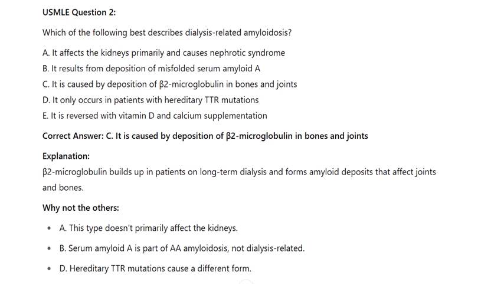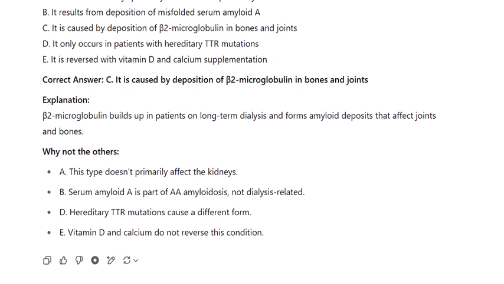Beta-2 microglobulin builds up in patients on long-term dialysis and forms amyloid deposits that affect joints and bones. Why not the others? A. This type doesn't primarily affect the kidneys. B. Serum amyloid A is part of AA amyloidosis, not dialysis-related. D. Hereditary TTR mutations cause a different form. E. Vitamin D and calcium do not reverse this condition.